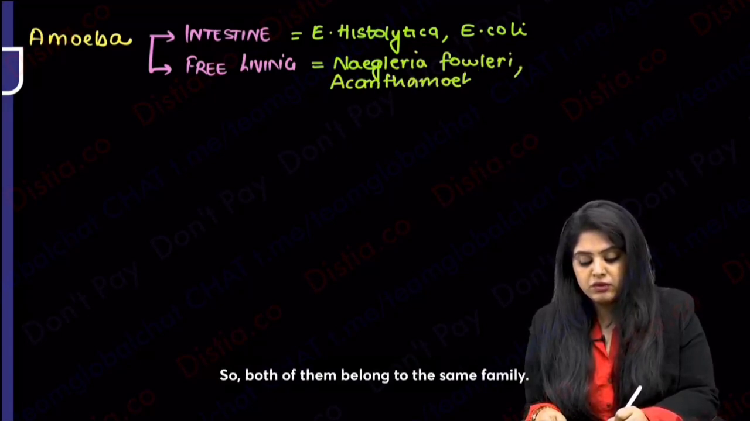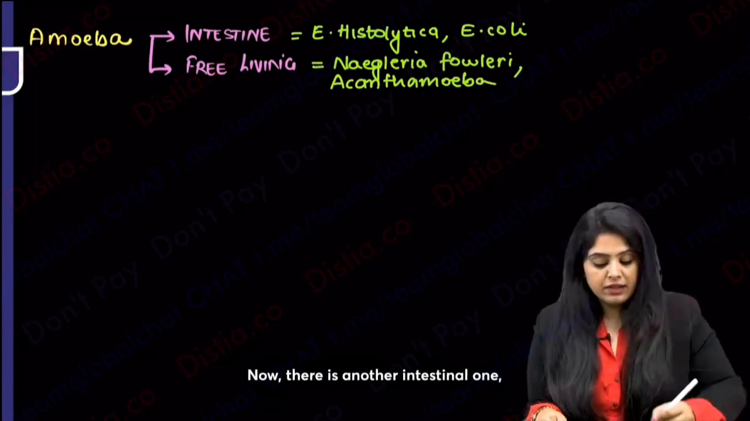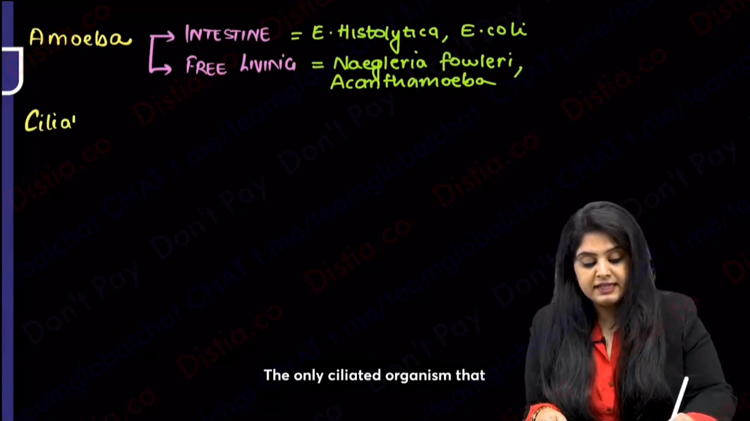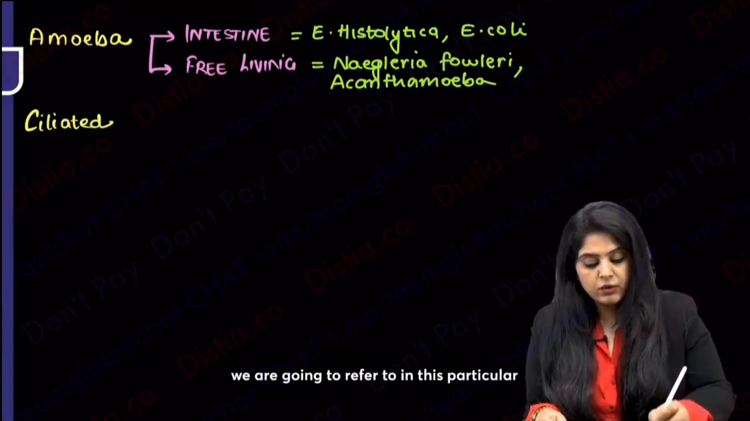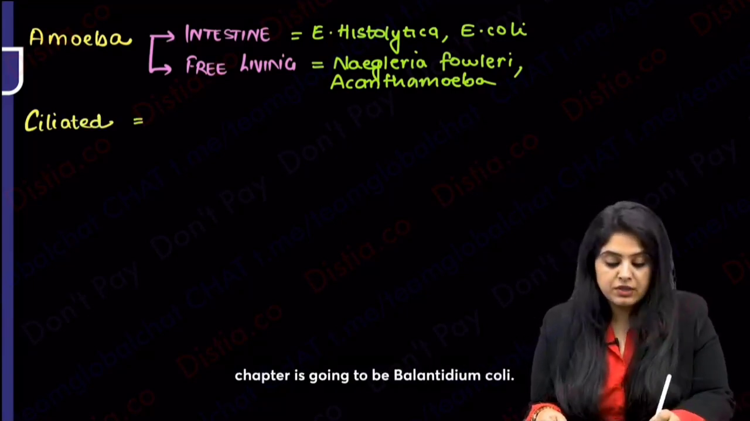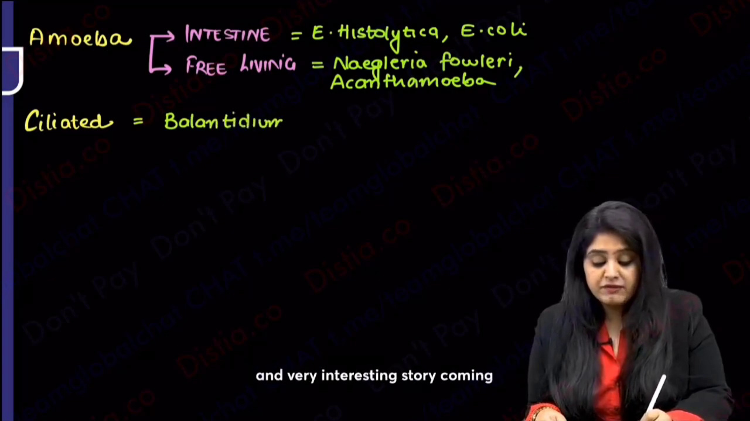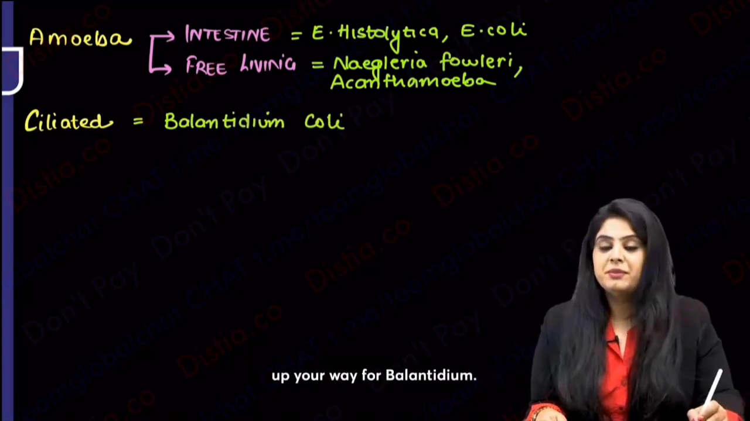Both of them belong to the same family. Now there's another intestinal one, but that is a ciliated organism. The only ciliated organism that we are going to refer to in this particular chapter is Balantidium coli. I'll be talking about it, and a very interesting story is coming up your way for Balantidium.